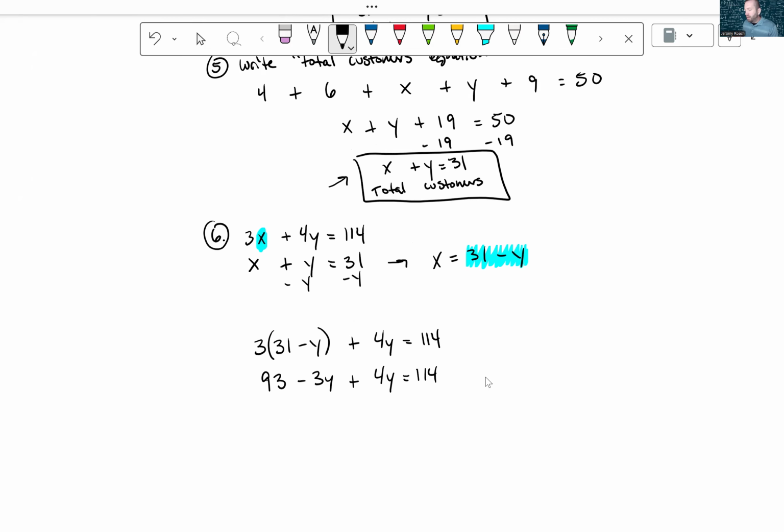We're going to simplify, combine our like terms. We get, that's 1y, and this is 93. So y plus 93, or 93 plus y, is equal to 114. And then we're going to subtract 93 from both sides, and we get y equals 21.